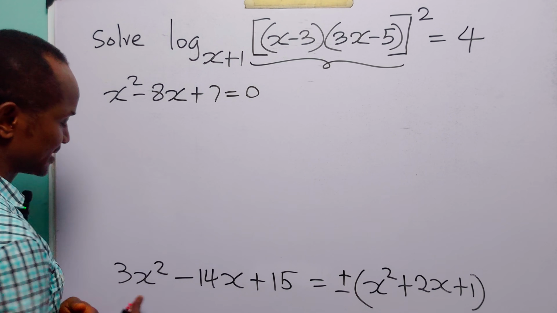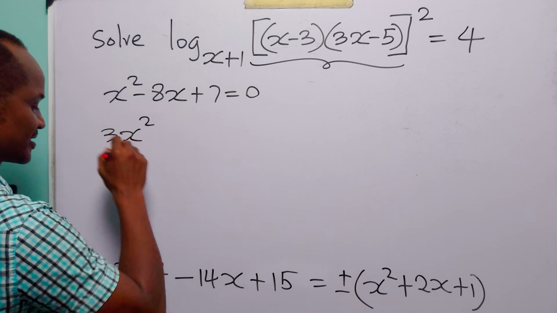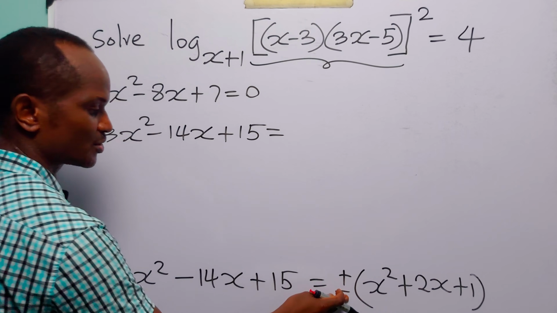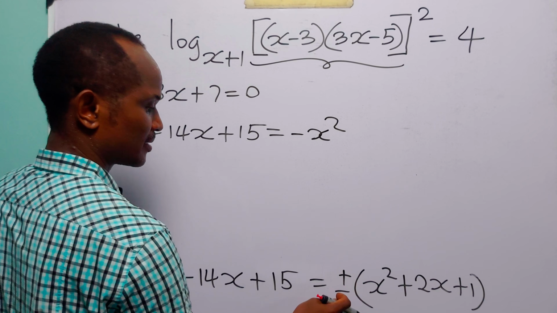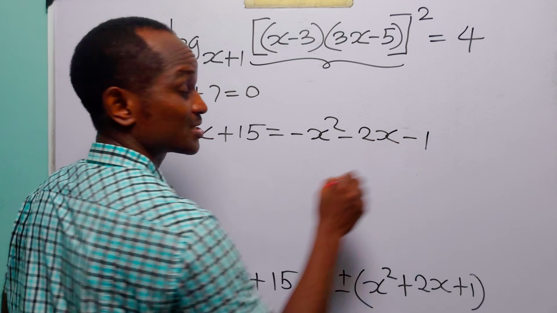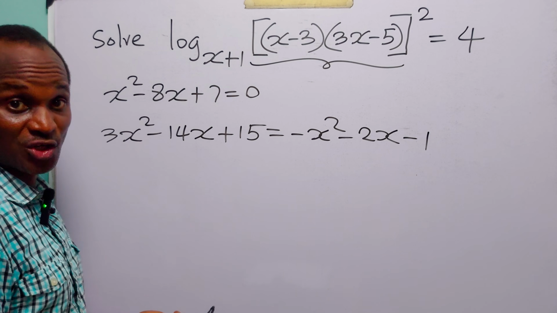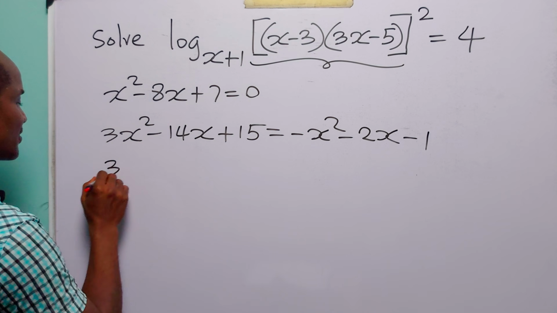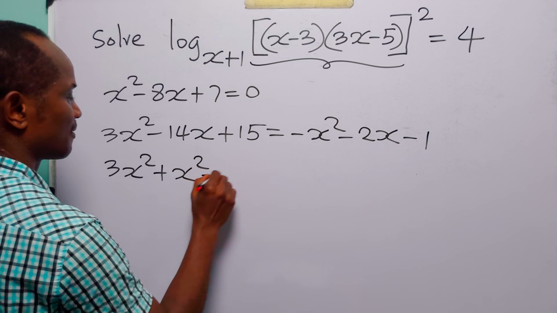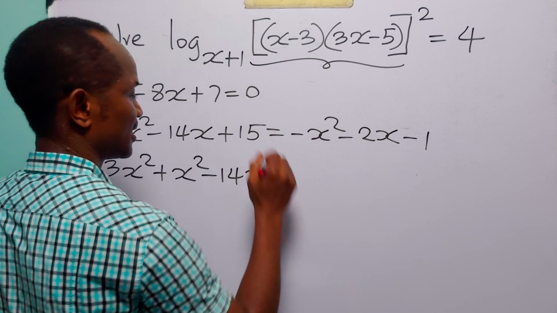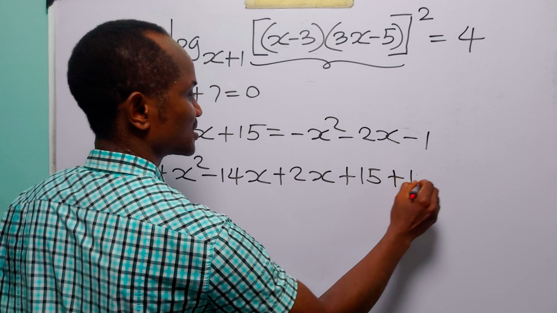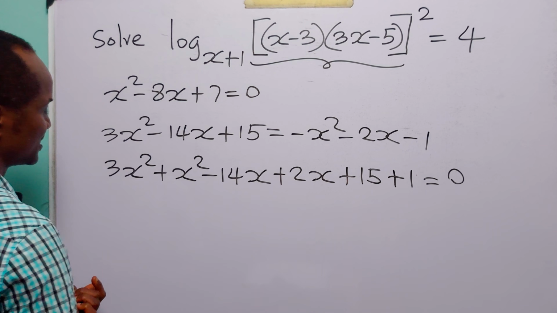Now, from here, the second case is when 3x squared minus 14x plus 15 is equal to minus x squared minus 2x minus 1. Once more, let us collect like terms. We have 3x squared plus x squared minus 14x plus 2x plus 15 plus 1. And of course, this is equal to 0.